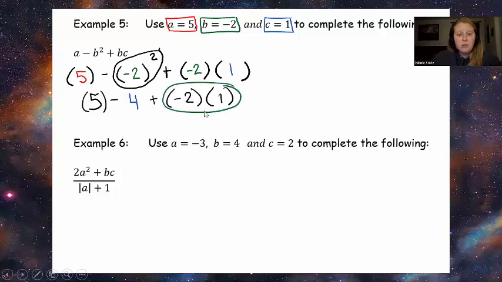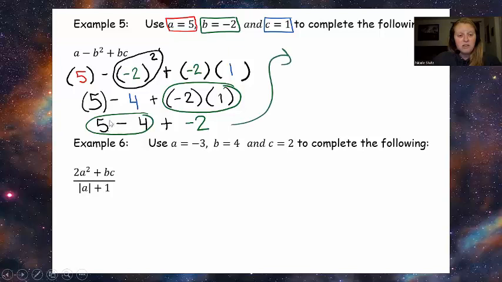The next operation would be multiplication. So -2 times 1 is -2, and I copy everything else. I don't need my parentheses around the 5 because there's a minus separating it from the 4. So I went ahead and dropped those, and I'm just going to work now from left to right. 5 minus 4 will come first, and that makes 1. Copy everything else. 1 plus -2 is -1, and you're done.